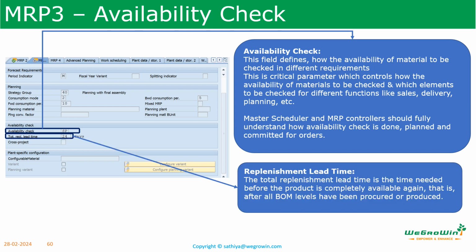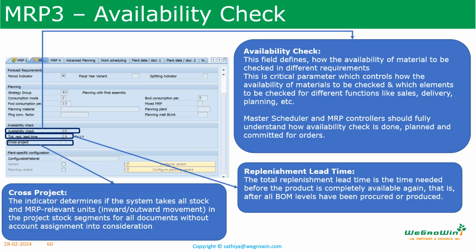And then total replenishment lead time is the time required before the product is completely available, right? That is, all the BOM levels of materials are procured or produced and made available. Cross project is the indicator that determines if we have a stock of material assigned to one project stock, whether it can be included in the availability check or not. If this indicator is triggered, then we can use the materials which are allocated to other stocks also. So now let us go through the details about availability check and replenishment lead time.